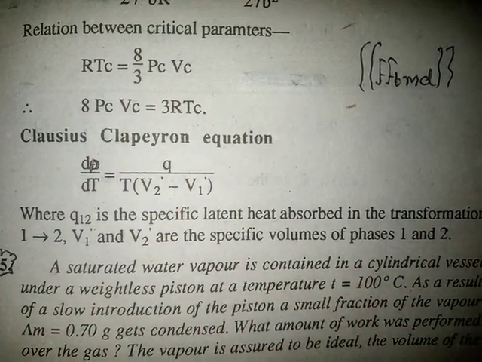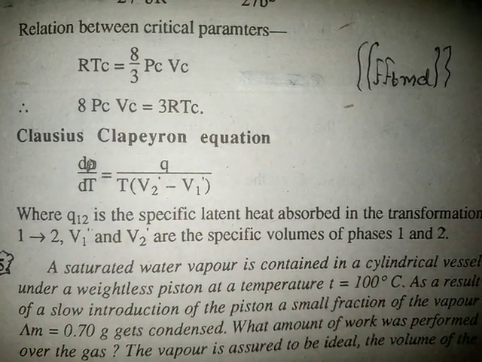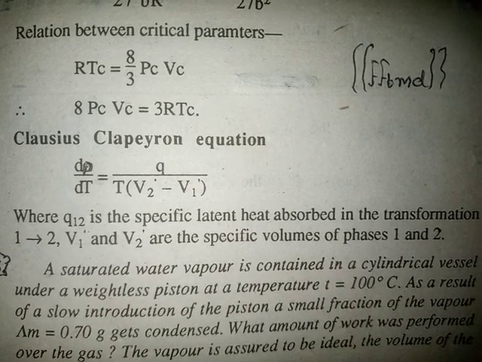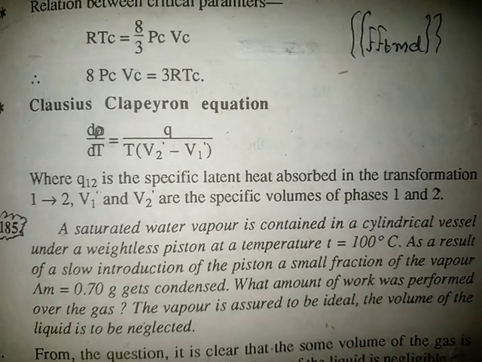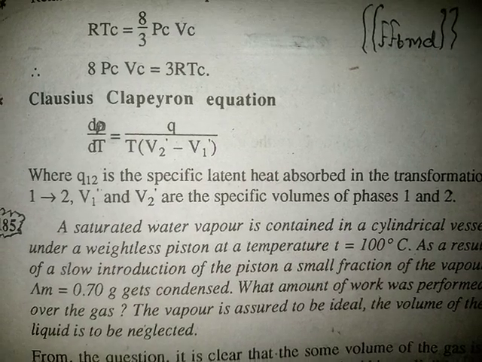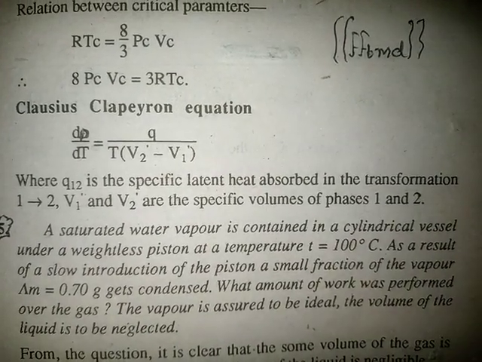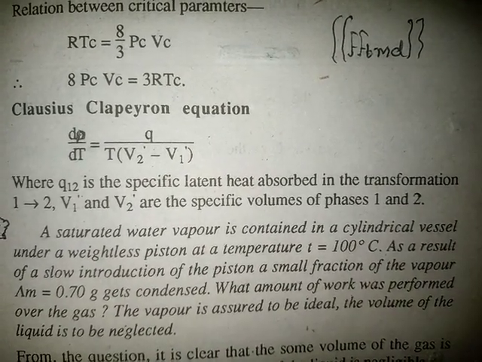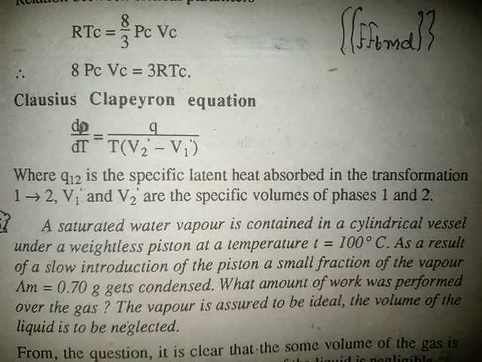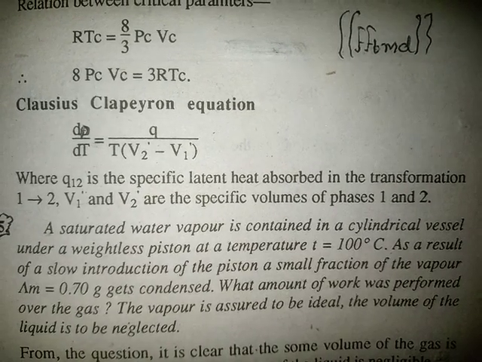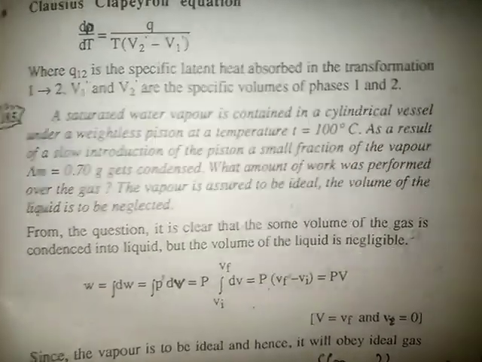Clausius-Clapeyron equation: dP by dT equals Q12 by T into (V2 dash minus V1 dash), where Q12 is the specific latent heat absorbed in the transformation 1 to 2. V1 dash and V2 dash are the specific volumes of phases 1 and 2.